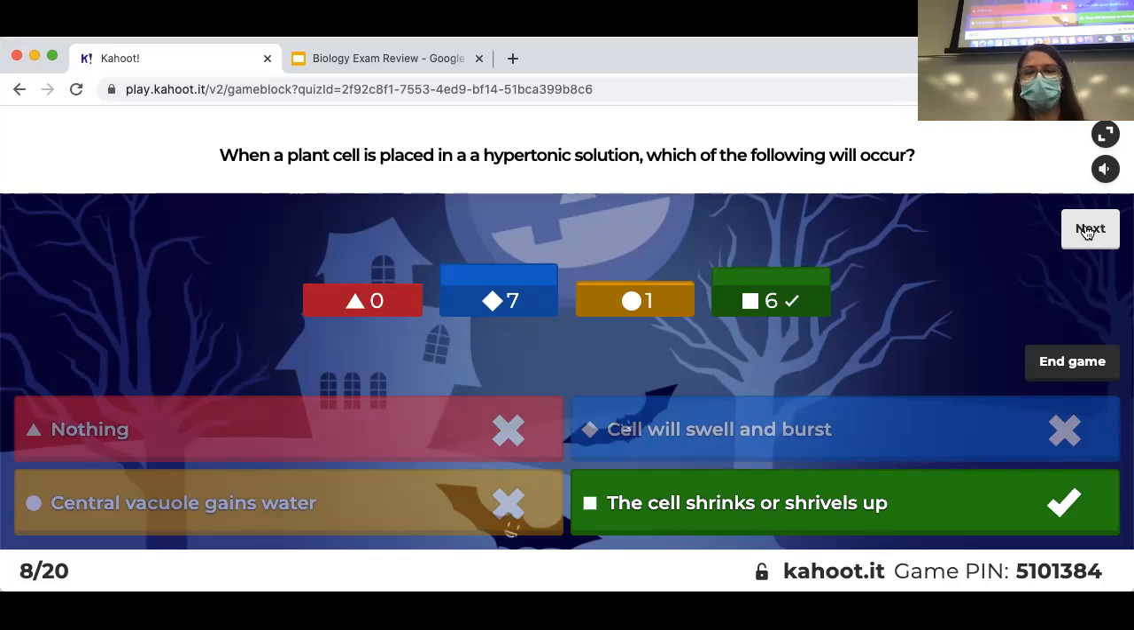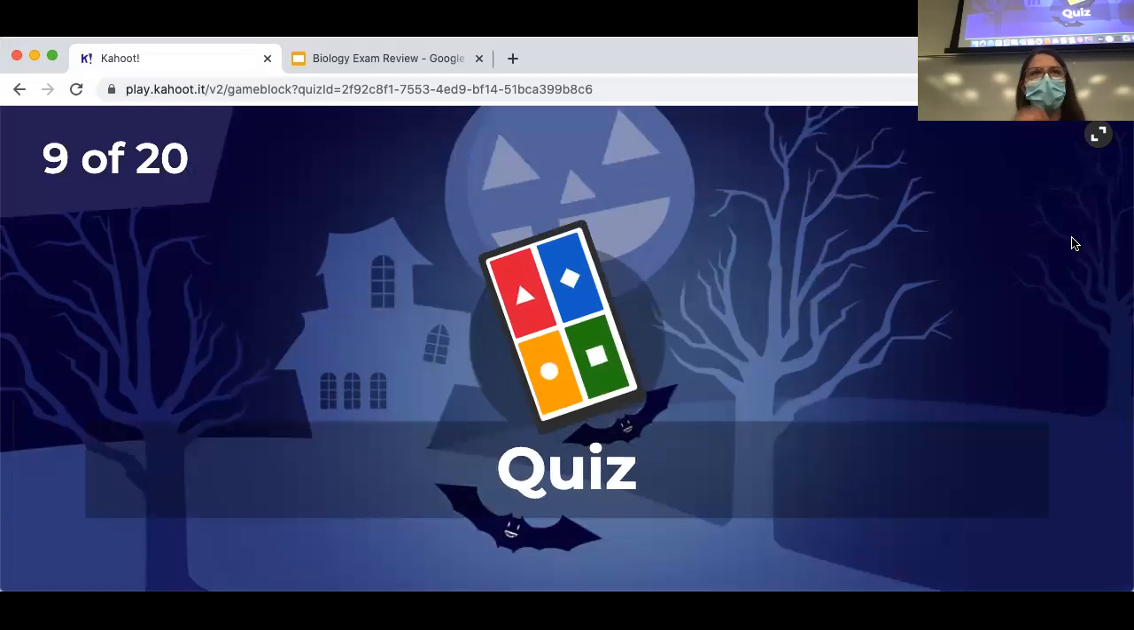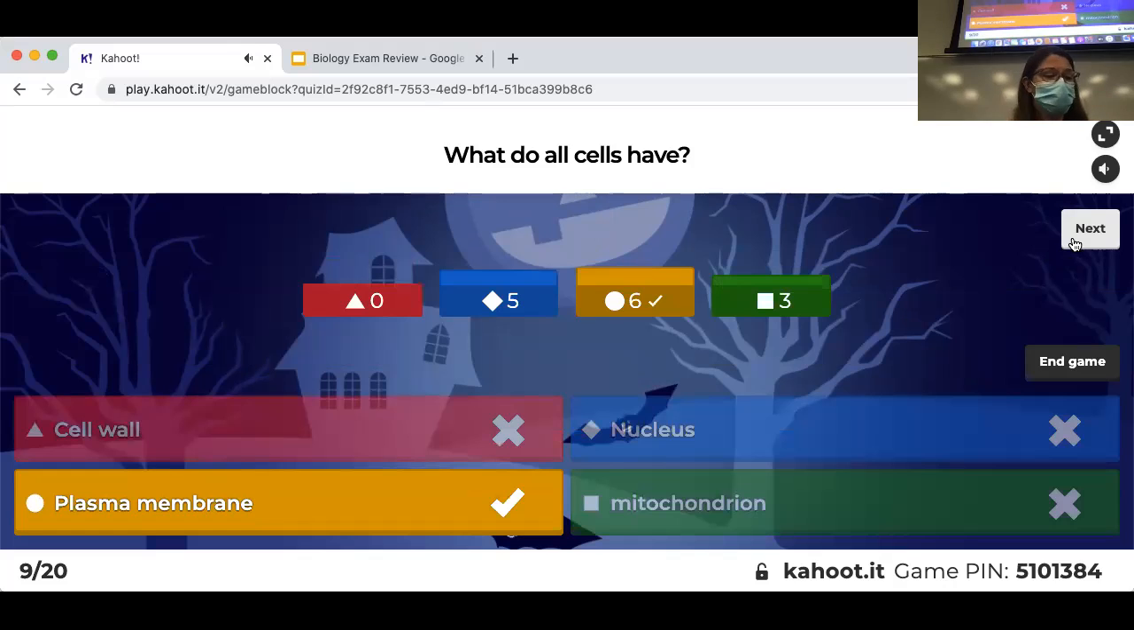All right, next one. Ooh, nice. You got people moving up. What do all cells have? Plasma membrane. So remember the nucleus and mitochondria, those will not be in prokaryotic cells. That's the difference for those. And then none of you said it, but why is cell wall not the right answer? Right. They're just plant cells.